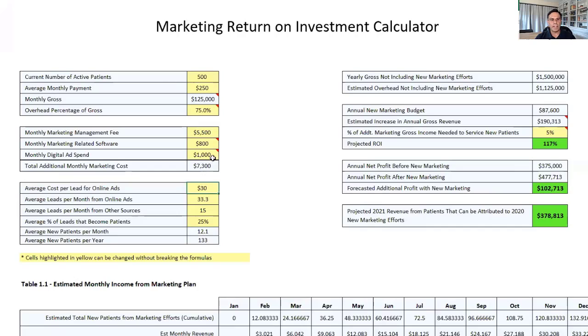So if you know that, I connected this data to the digital ad spend. For $1,000, if you're paying $30 per lead, you're going to get 33.3 leads out of that. And then I put leads from other sources. So we have leads that we get strictly from paying for online advertising. Remember, that was one of the pieces in the attract bucket.